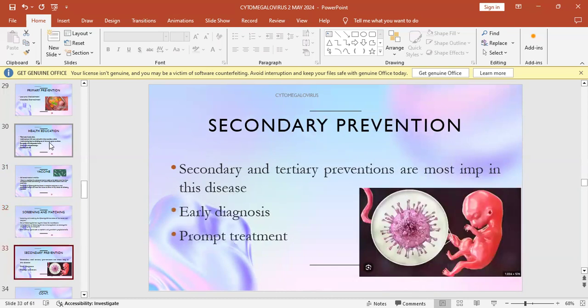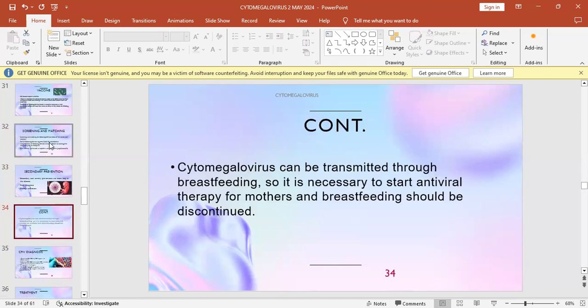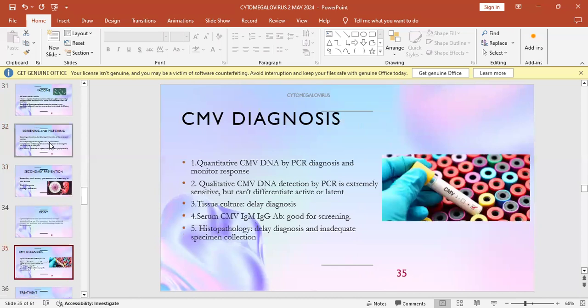Secondary prevention involves early diagnosis and prompt treatment. Cytomegalovirus can be transmitted through breastfeeding, so it is necessary to start antiviral therapy for mothers and breastfeeding should be discontinued. Diagnosis: quantitative cytomegalovirus DNA by PCR is used for diagnosis and to monitor response. Qualitative cytomegalovirus DNA testing by PCR is extremely sensitive but cannot differentiate active from latent infection.